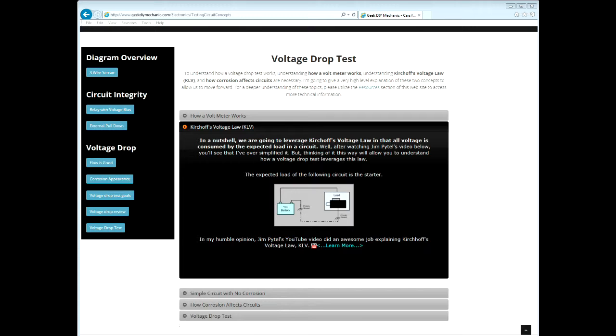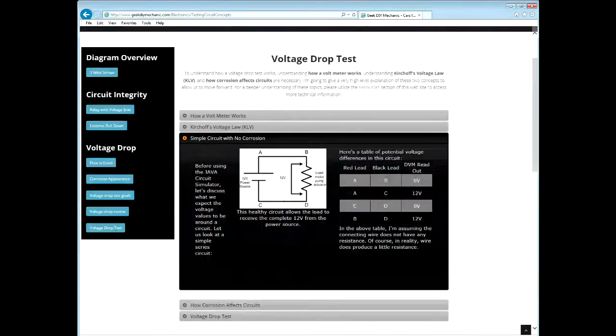Let's discuss how corrosion can affect circuits. The simple circuit with no corrosion panel depicts a good circuit with good wiring. The load has all the voltage to itself. So measuring from B to D, you get 12 volts, which makes sense. The load should have consumed, because of KVL, all the voltage of the circuit. A to B should be 0. Remember, this is at 12 volts, that's at 12 volts. C and D would be 0.